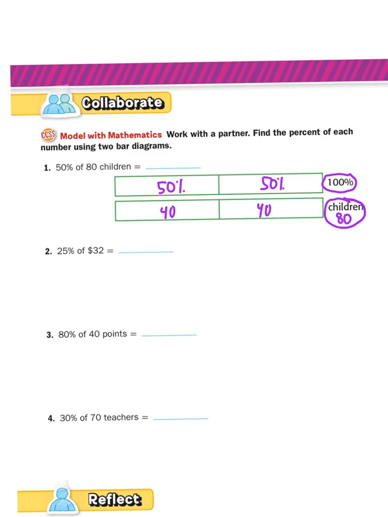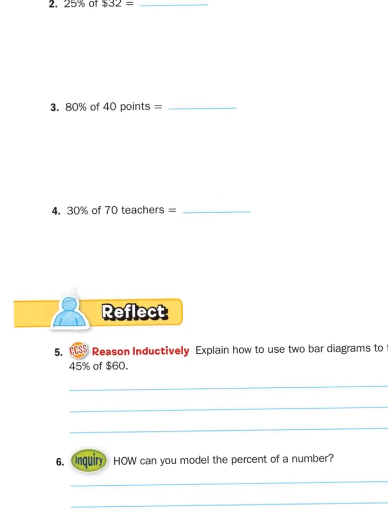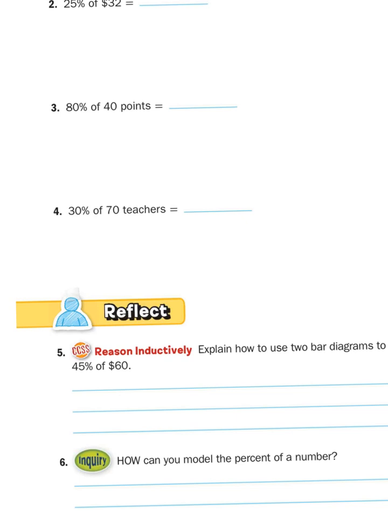So 50% of 80 children would just be 40 children. See how that works with a double bar diagram. Now, let's go down to 4, because remember, we're going to do that one together. 4 says 30% of 70 teachers. So the first thing we want to do is draw our double bar diagram.